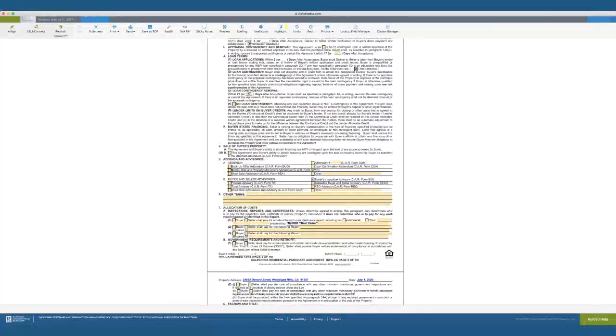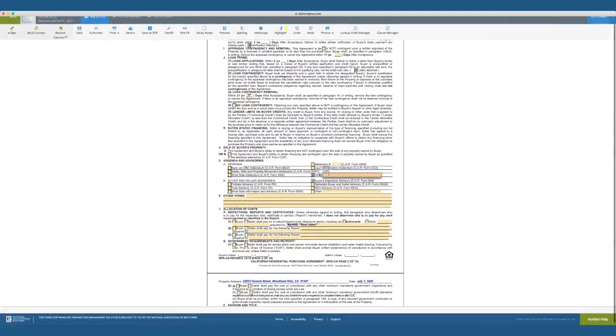So here we have addendas and advisories that are attached to this. I always attach the KW affiliated business addendum, the ABA, that tells what businesses are affiliated with our office. Why do I do that? Because you need to disclose that to the seller prior to him accepting an offer. So I always attach that one.